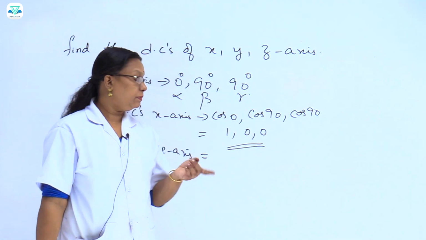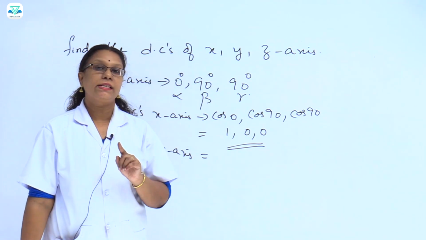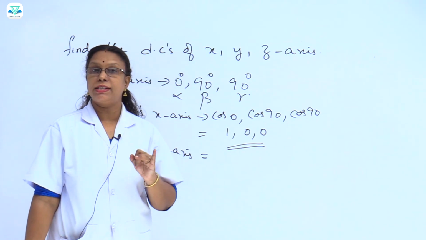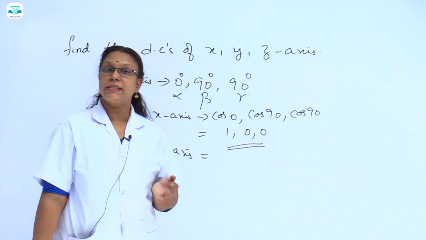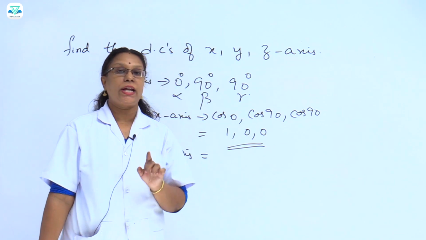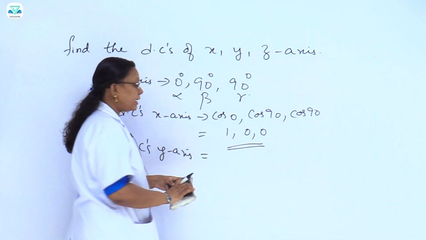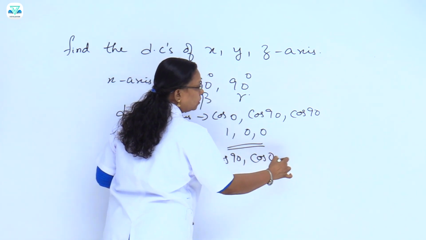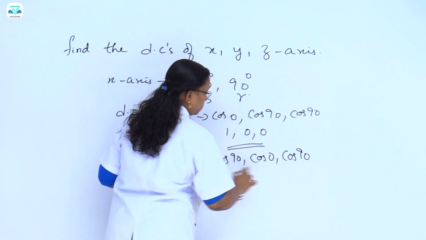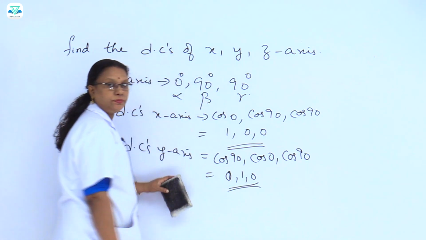It will be 90, 0, 90. The angle with respect to the x axis is 90, with respect to the y axis 0, and with respect to the z axis 90. So 90, 0, 90 are the direction angles. So what are its direction cosines? Again, it is cos 90, cos 0, cos 90. So it is 0, 1, 0.